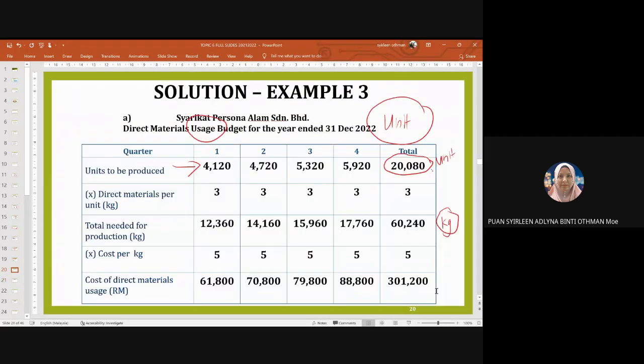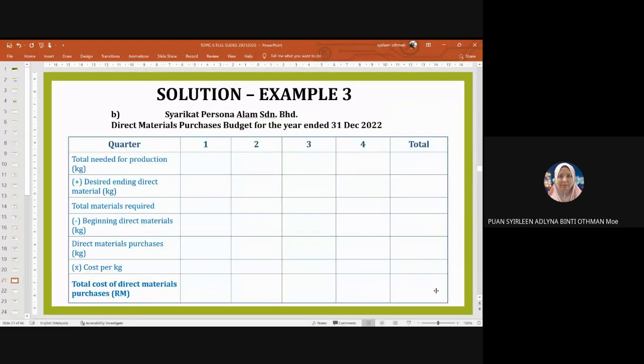Okay, yang ni you kira, yang usage ni kita kira yang kita perlu. Okay, yang kita perlu. Faham? Tapi yang saya perlu beli lain. Sebab yang perlu tu saya tak tolak lagi my beginning inventory dan tak tambah lagi dengan my ending inventory. Okay, so yang ni yang saya akan kira berapa yang sebenarnya saya kena purchase. How much of direct materials I need to purchase.